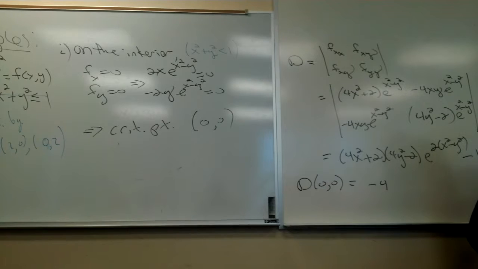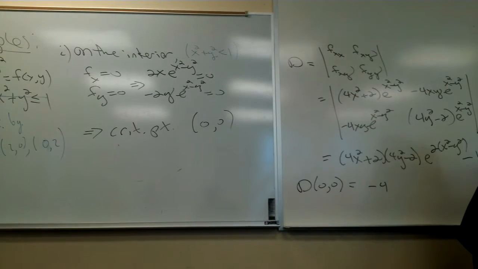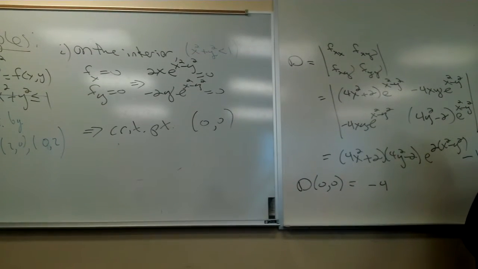Section 12.7. I like the odds through 39. Wait, what? The odds through 39? Okay. Odds through 39? Yes. What section? It's 12.7. I like 43 through 47 odd.